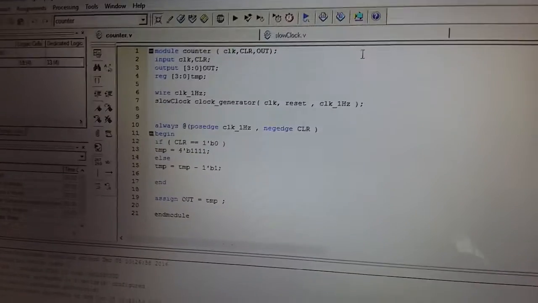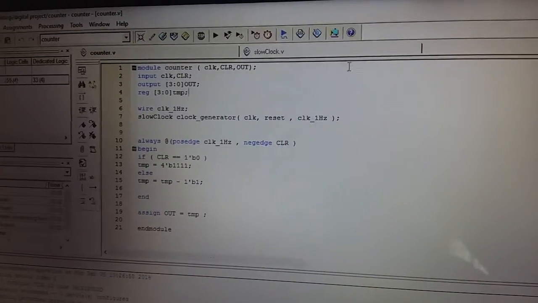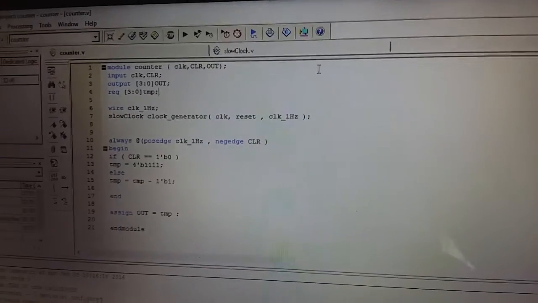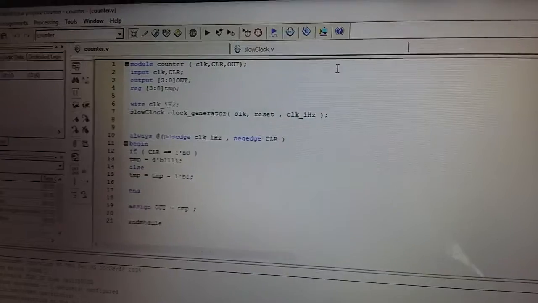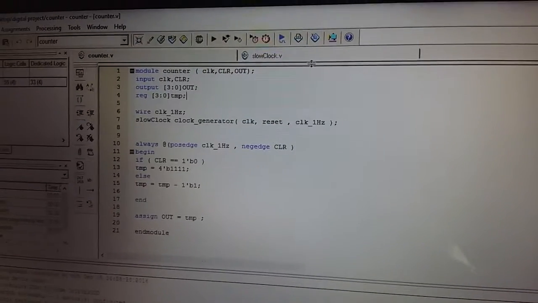Okay, Dr. Maya, now let me explain what our coding is. Our coding includes two parts. One is the main counter part, and another part is the clock counter, or the frequency divider. You can see in the coding, the module counter assigns clock and clear as the input and a 4-bit output out. And one more, TMP, is assigned as temporary memory for the output. This wire clock 1 Hz comes from the frequency divider, or the clock counter.